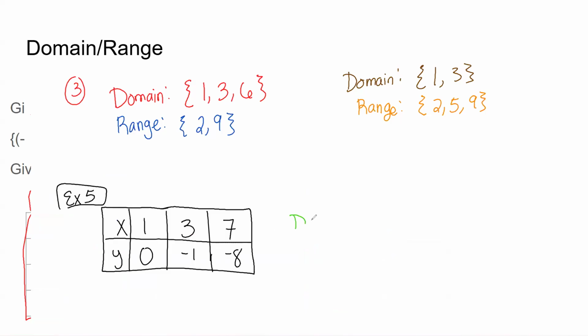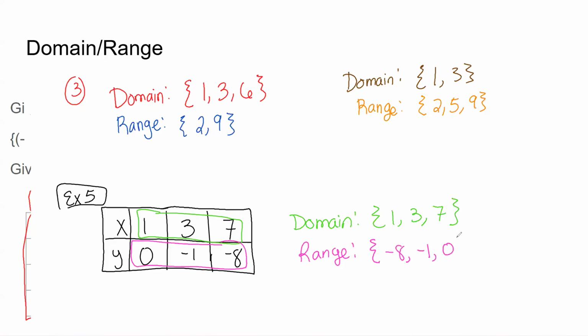For domain, you would just look across your X row. So across the top row, 1, 3, 7. So those are already least to greatest. Don't forget your squiggle. Don't forget commas. And close the squiggle. Range, you look across the bottom row there. Okay, so in pink, range, don't forget your squiggle. Smallest is -8. Next smallest is -1. Biggest is 0. Okay, so it is possible to have horizontal charts. Just wanted to show one of those.